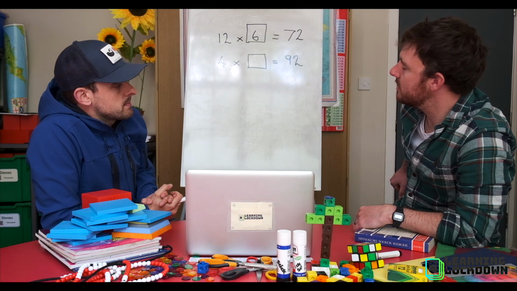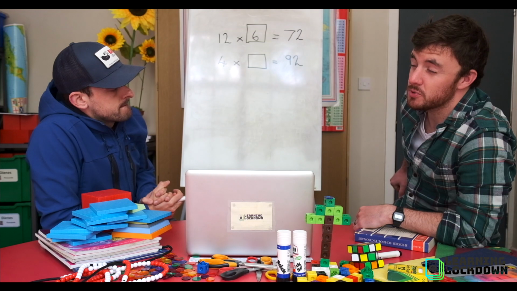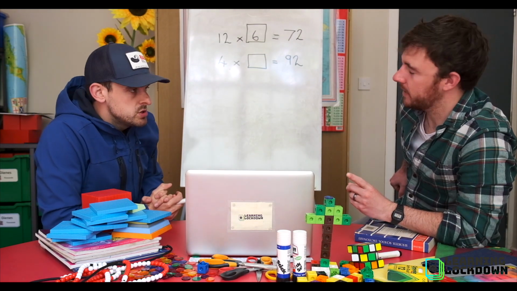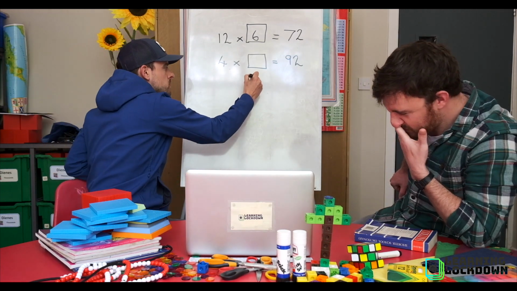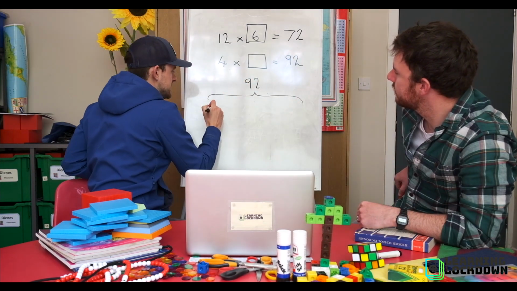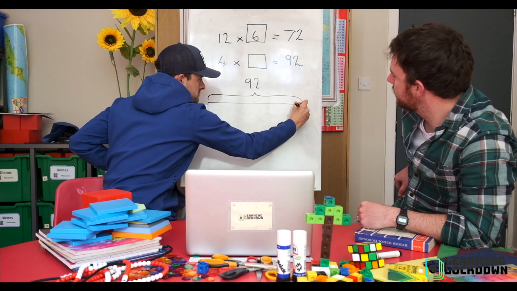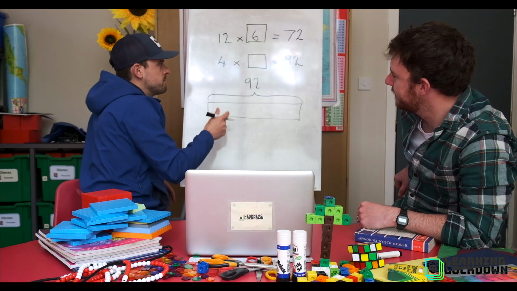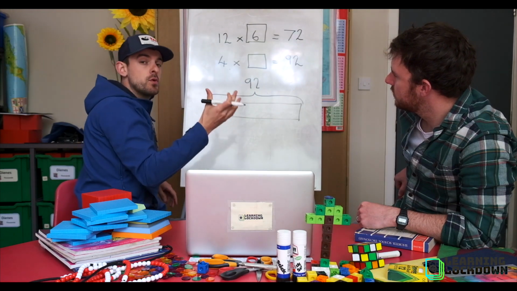Well, if it's similar to how we did this amalgamation with the addition and subtraction, then I could use the inverse. You could use the inverse. Because what we want is we want the whole of 92. We want something to equal 92. That's what we'd like. Yeah. 4 lots of something. We want it to be made up of 4 lots of something.